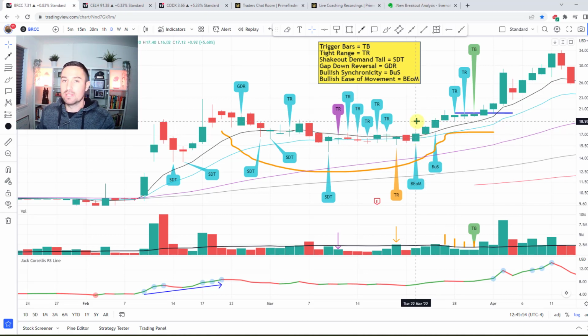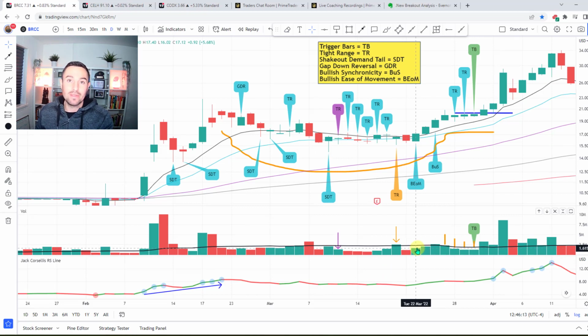Now the only real difference between a bullish synchronicity and a bullish ease of movement is the level of volume. So you can get these widespread candlesticks that actually happen on low volume, where price is opening near the low of the bar, pushing up, closing strong near the high of the bar. That real body is wide on a relative basis, but volume is below the 30-day average. What is that telling you?